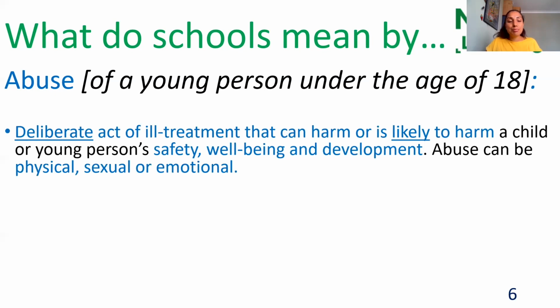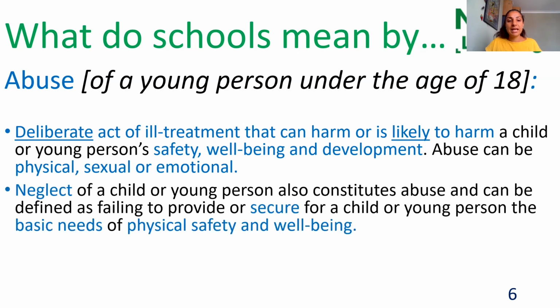It refers to the deliberate act of ill treatment that can harm or is likely to harm a child or young person's safety, well-being, and development. When it comes to young people under the age of 18, abuse can be physical, sexual, or emotional. Neglect is also another type of abuse, and it can be defined as failing to provide or secure for a child or young person the basic needs of physical safety and well-being.